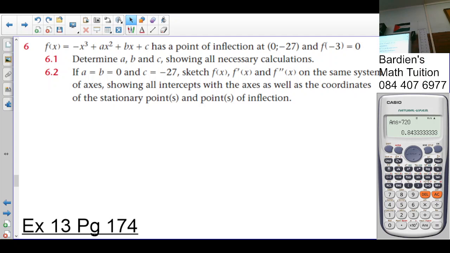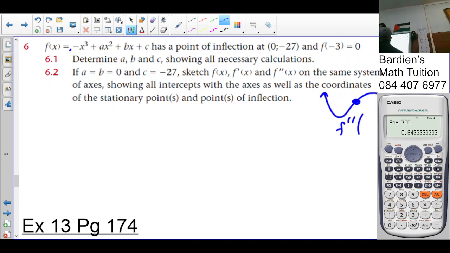So if you look at this here, it's a negative. So a is negative, as you can see there. The graph shows it go down there now. Then the point of inflection, which means to say that the second derivative at 0 is equal to?